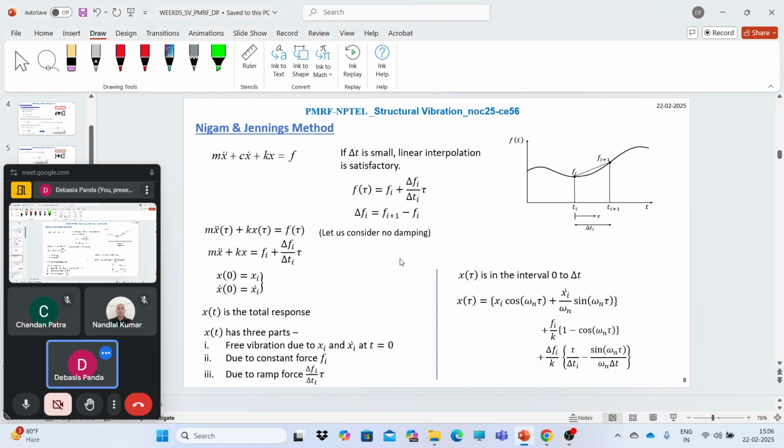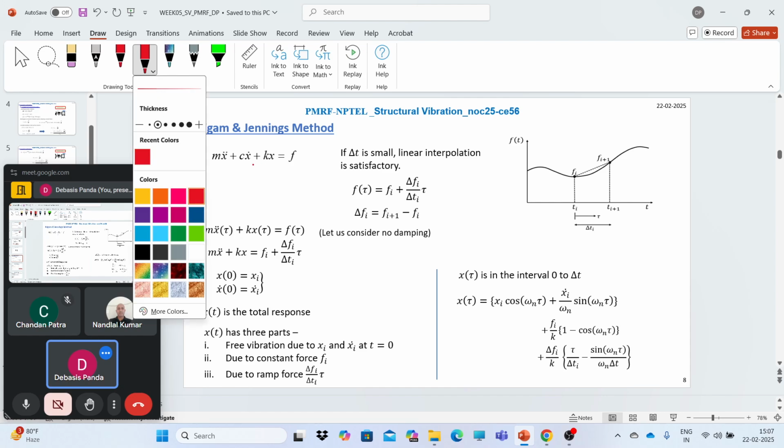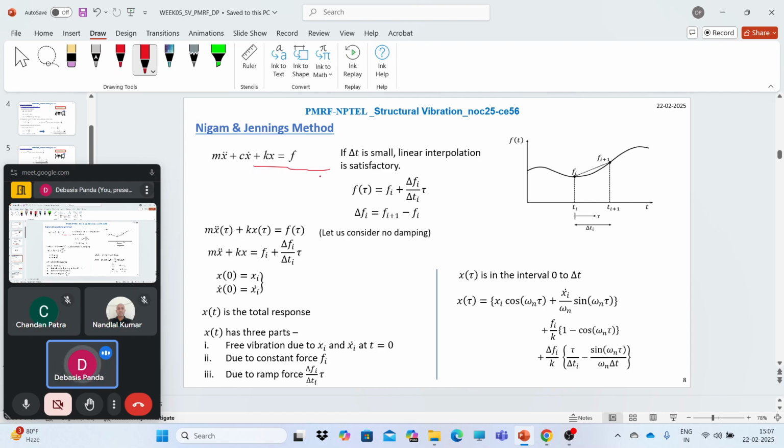So we have started with the equilibrium equation m x double dot plus c x dot plus k x equals f. Now, if we have an arbitrary loading here, any general arbitrary loading, and we assume that for two time points, say for instance t i and t i plus 1, we have two time instances.